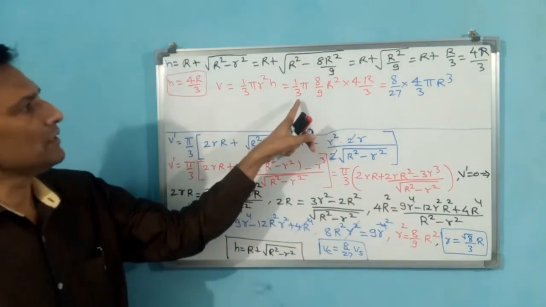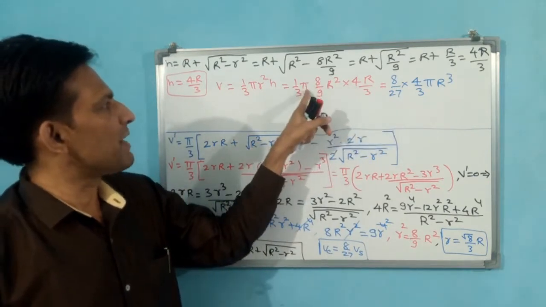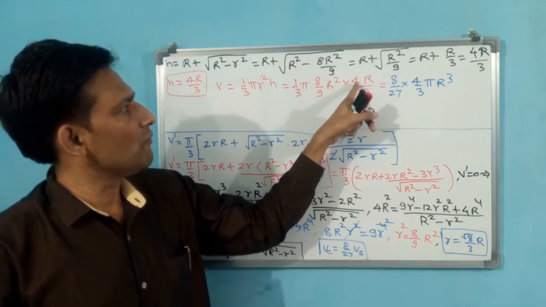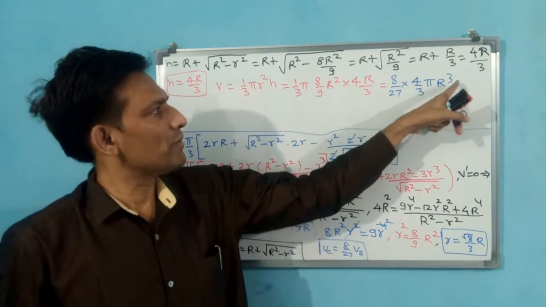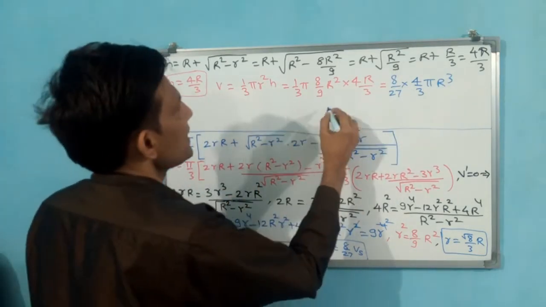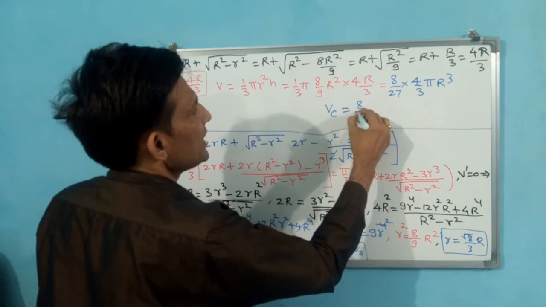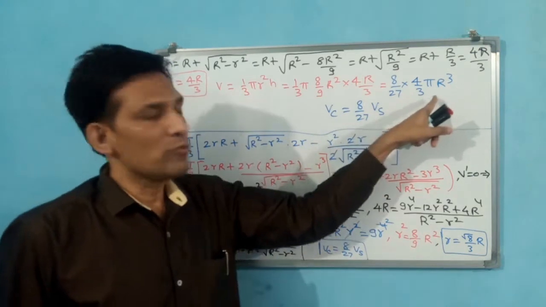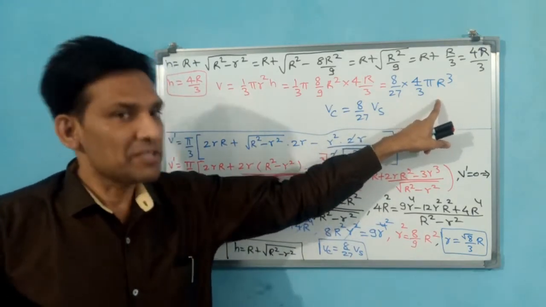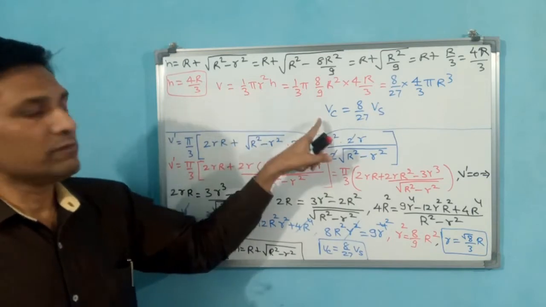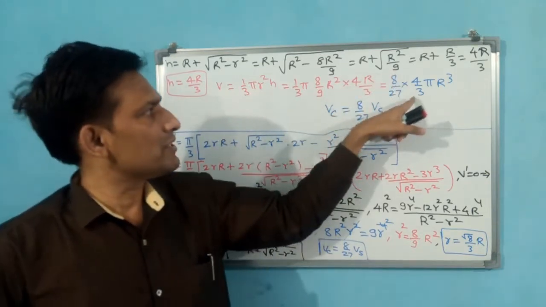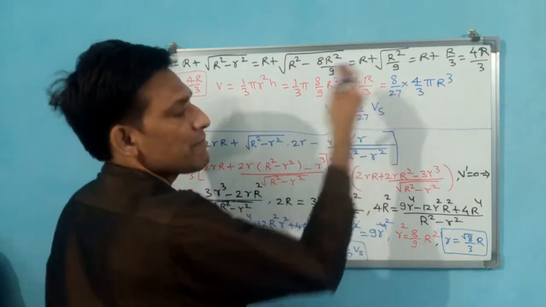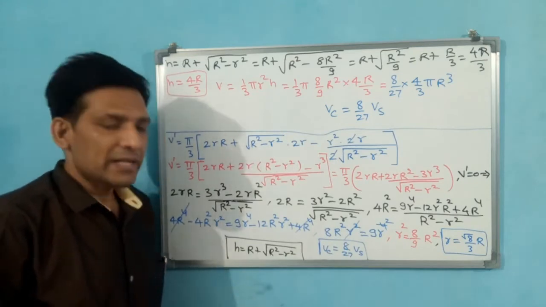Is it okay? You see first, 9 and 3 is 27, 8. This pi is there, pi that side gone. Pi capital R² r, cube 4. 4πr³/3. You see here we can say Vc is equal to 8/27 times Vs. Why? Because 4/3 πr³ is the volume of the sphere, and Vc is the volume of the cone. Volume of the cone is equal to 8/27 times the volume of the sphere. This is what he asked us to prove.